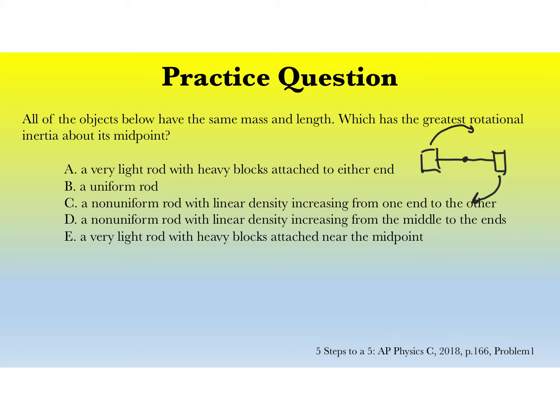We want that mass to have the greatest rotational inertia. The mass needs to be as far away from the center as possible, and so concentrating it in those two blocks on either end is going to give us that greatest rotational inertia. D would be pretty high as well, where the density was increasing from the middle out to the ends, but some of that mass is still being concentrated too close to the middle. Whereas for A, all of that mass is shoved to the outside, and that's what we're looking for to get that greatest rotational inertia.